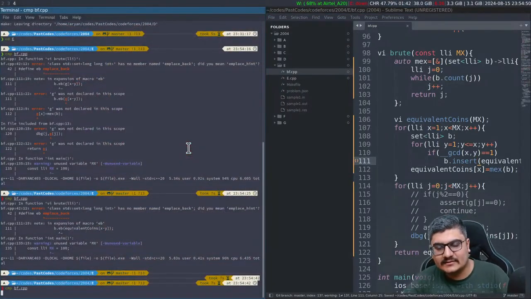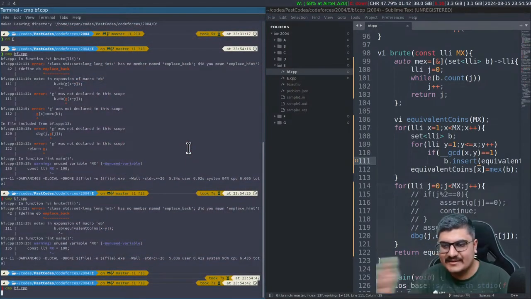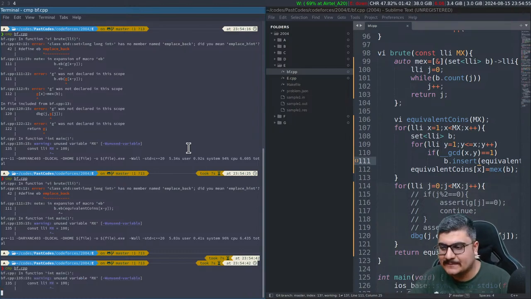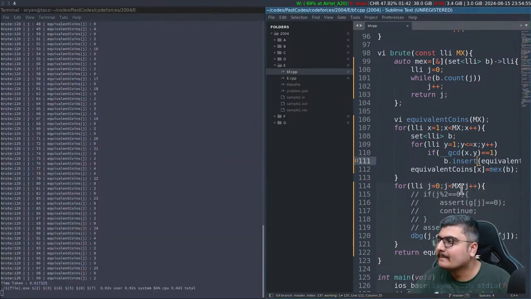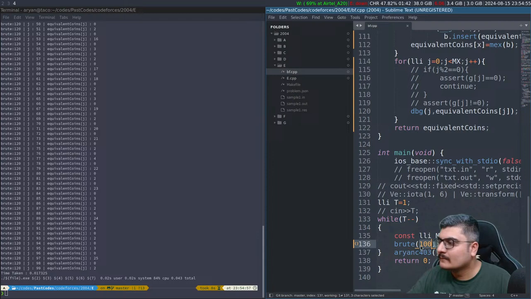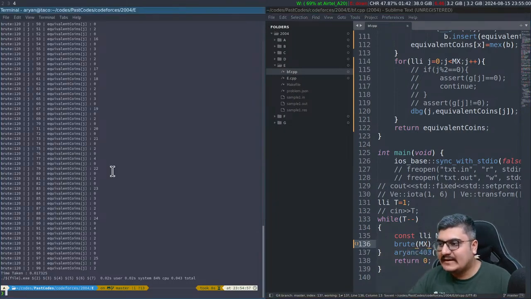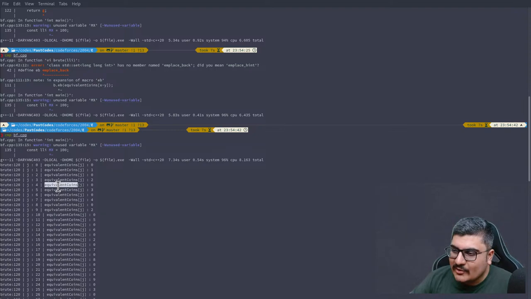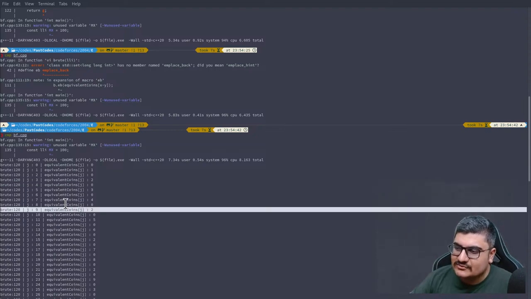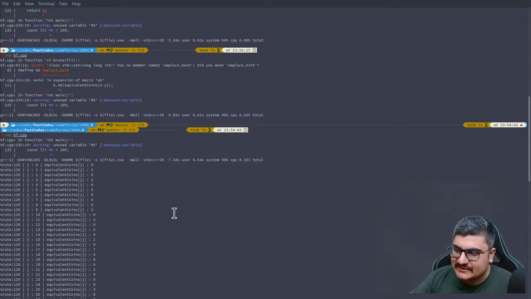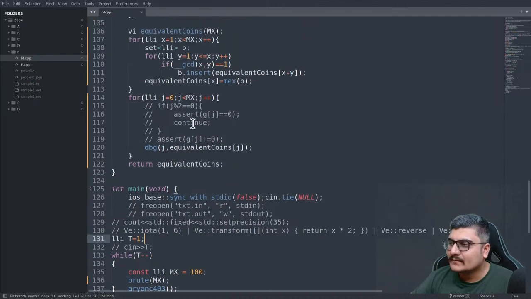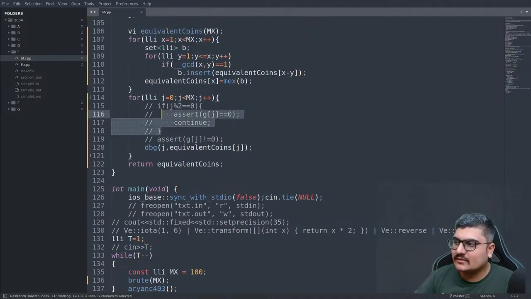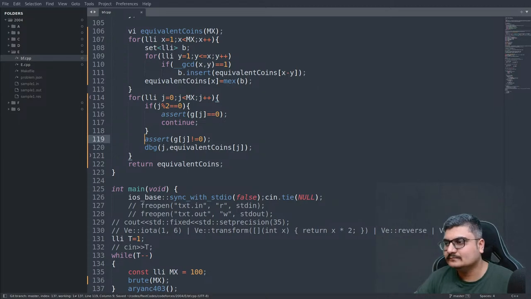And yeah, this is the brute force way to generate numbers up to 100. I noticed some patterns over here. First of all, for even numbers, the value is 0. So for even numbers, it's a losing state. So let's remove the even numbers here with some assert, and yeah.